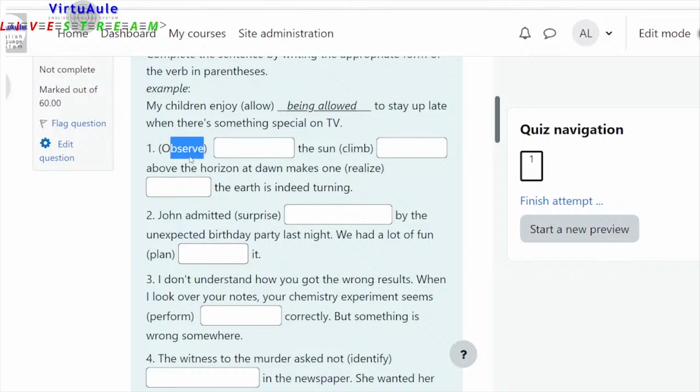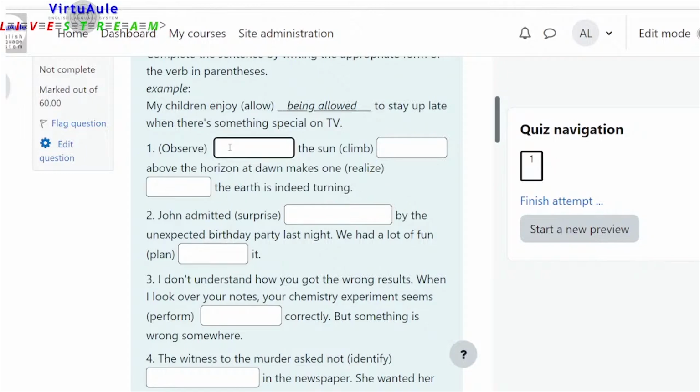The first word in the sentence is in parentheses. There is a gap. And then the sun, and then you have climb, above the horizon at dawn makes one. Then you have realize, followed by a gap. The earth is indeed turning.